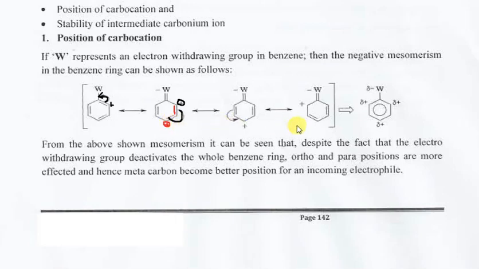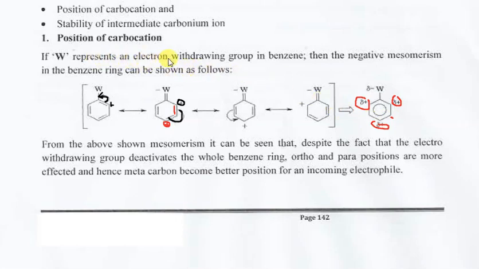Hasa kwa sababu ni positive charge, hizi positive charge zitapunguza electron density at ortho para ortho position. So unaona kwenye ortho na para position electron density imepungua. Maana yake electron density sasa hivi iko wapi? Iko kwenye meta. Kwa nini? Kwa sababu kwenye ortho na para electron density imeshapungua.